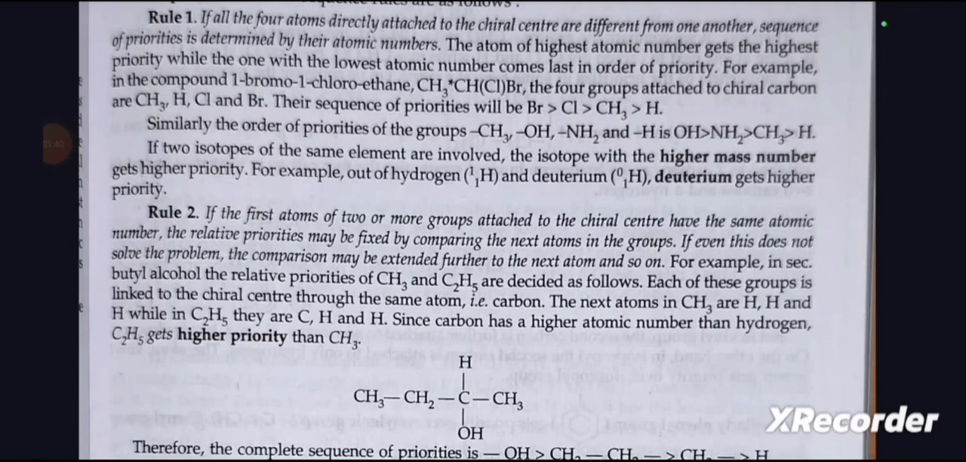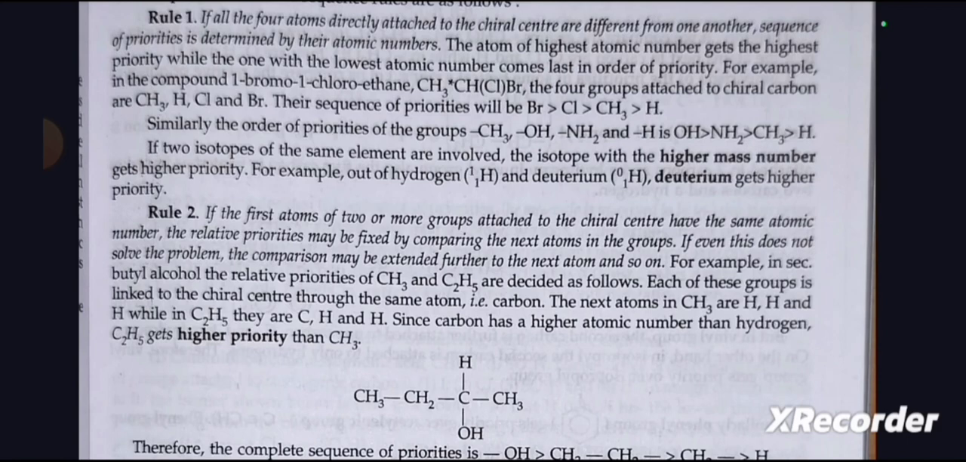If two isotopes of the same element are involved, the isotope with the higher mass number gets higher priority. For example, out of hydrogen (H-1) and deuterium (H-2), deuterium gets a higher priority.